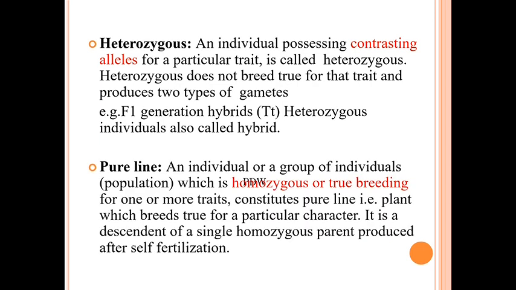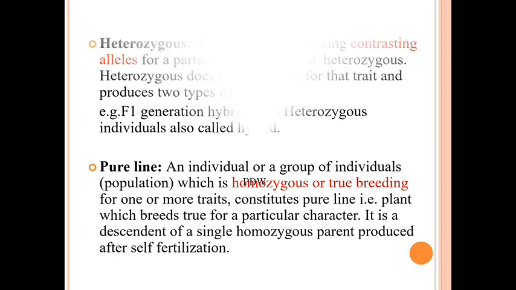Pure lines, these are the individuals or groups of individuals in a population which are homozygous or true breeding for one or more traits. The plants which breed true for a particular trait are called pure line plants. It is a descendant of a single homozygous parent produced after self-fertilization.